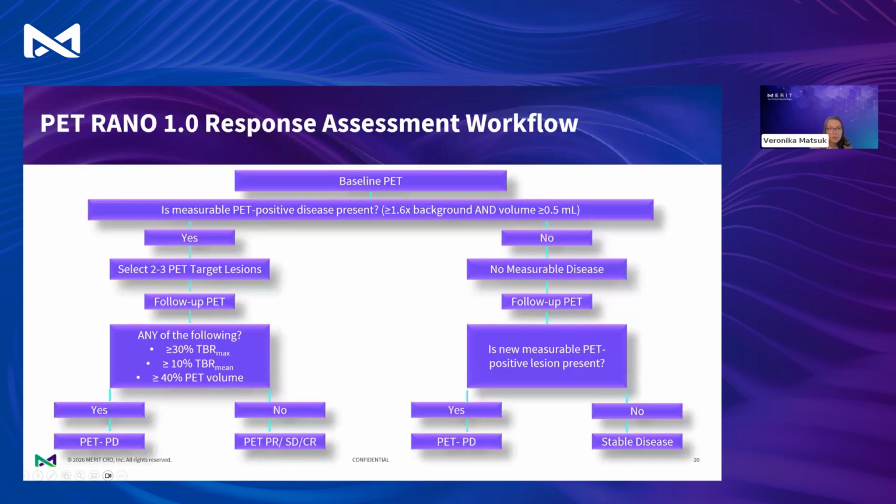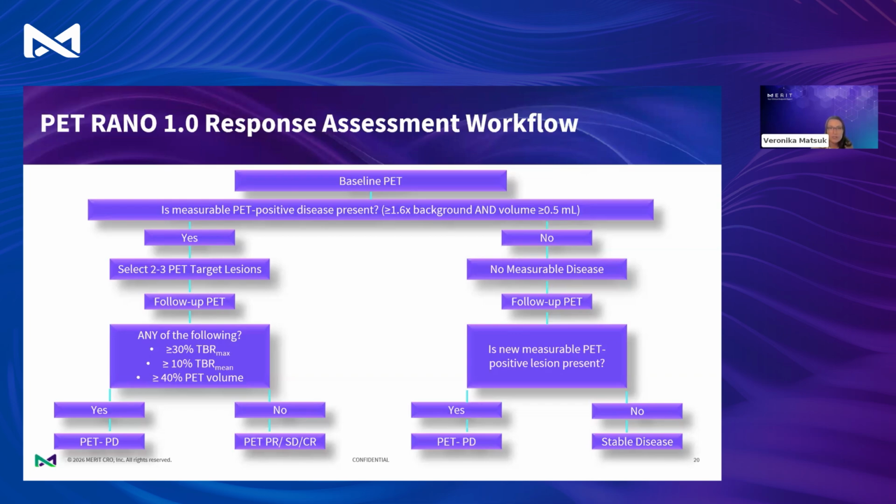And so this workflow simplifies the decision logic into a clear pathway. The entry point for the baseline is that baseline question: is measurable PET positive disease present? If yes, the target lesions are selected and followed longitudinally with quantitative assessments at each time point. But if no, the assessment narrows considerably, with the focus now on whether measurable disease emerges, and the possible outcomes are then limited to stable disease or progression.